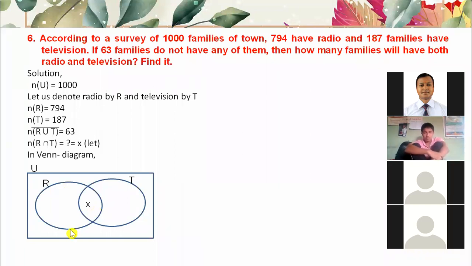Now look at the total circle of R. How many families have radio? 790.